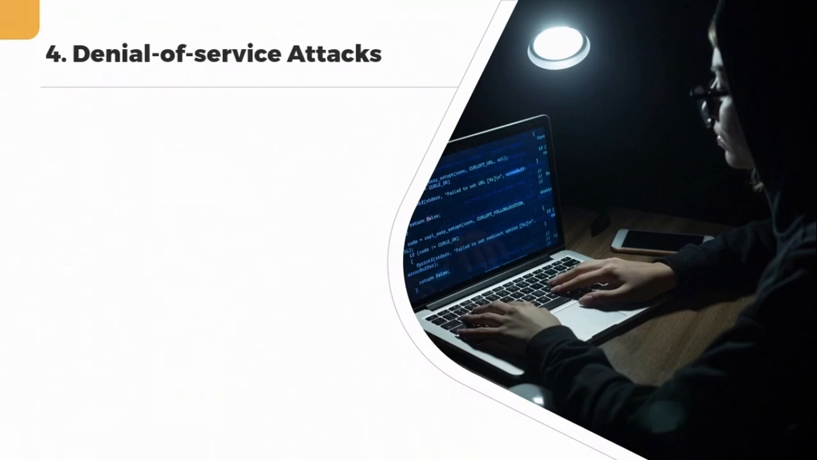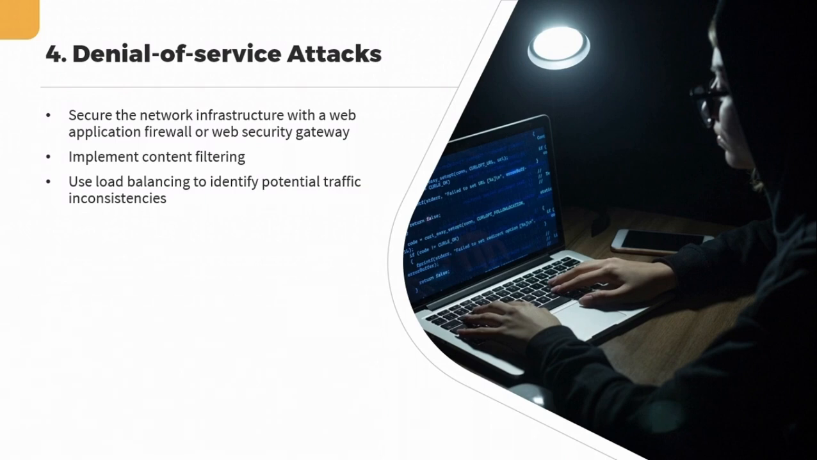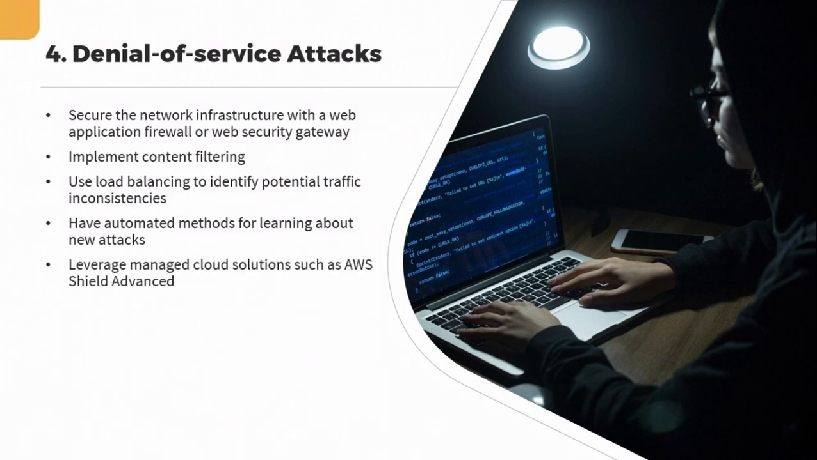Number 4, denial of service attacks. Secure the network infrastructure with a web application firewall or a web security gateway. Implement content filtering. Use load balancing to identify potential traffic inconsistencies. Have automated methods for learning about new botnets and new DDoS attacks. Leverage managed cloud solutions such as AWS Shield Advanced, which works hand in hand with a web application firewall.